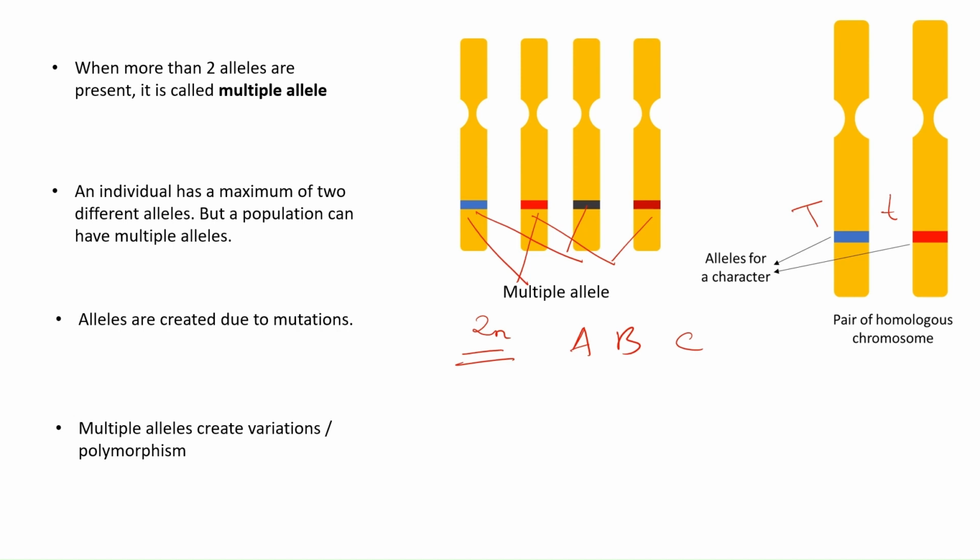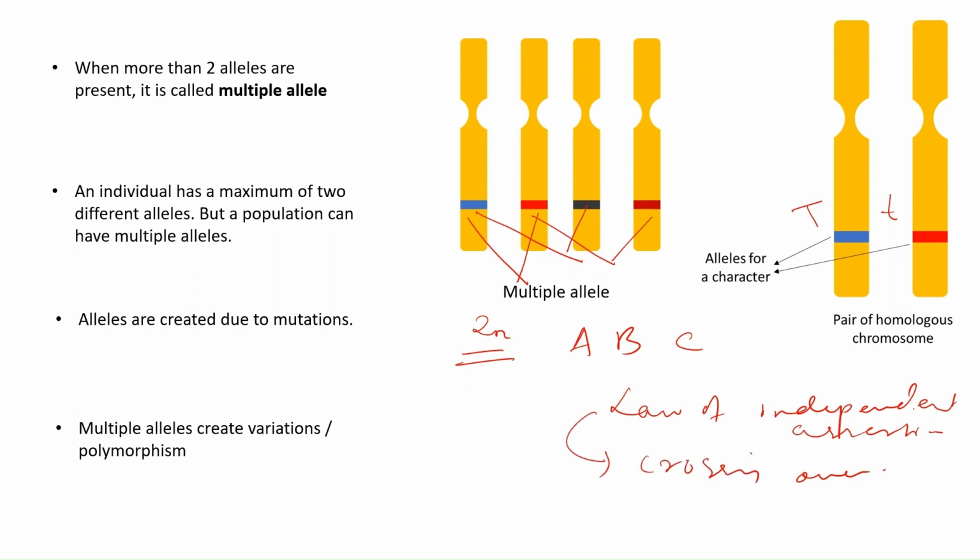So till now we studied that the main reason for variations among individuals is the law of independent assortment. Furthermore, some more variations are created due to crossing over. And now we know that even multiple alleles are responsible for creating further variations. These multiple alleles are created due to mutations. So we can say that mutations are also a reason for variations among individuals.